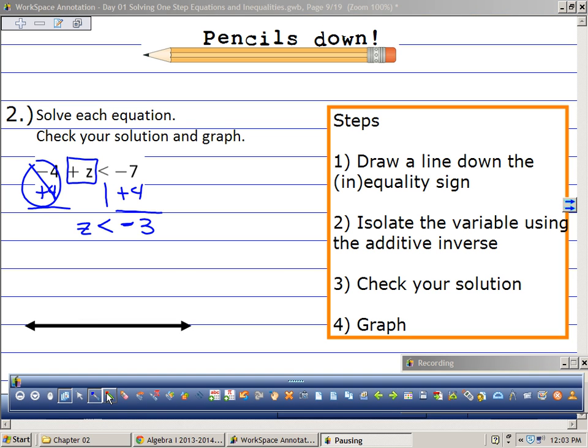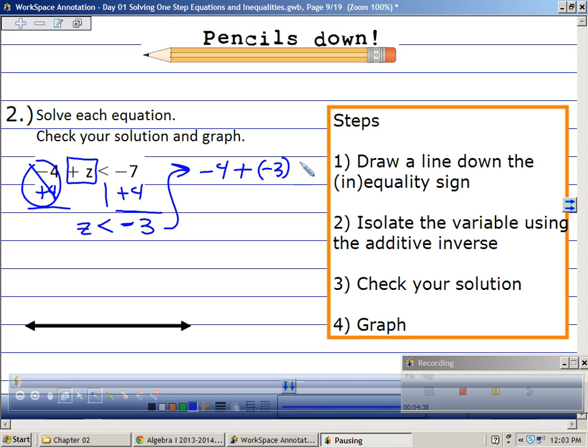Now I'm going to go ahead and check it. So I have negative 4 plus z. Well, z is supposed to be less than negative 3, so let's put in negative 3.